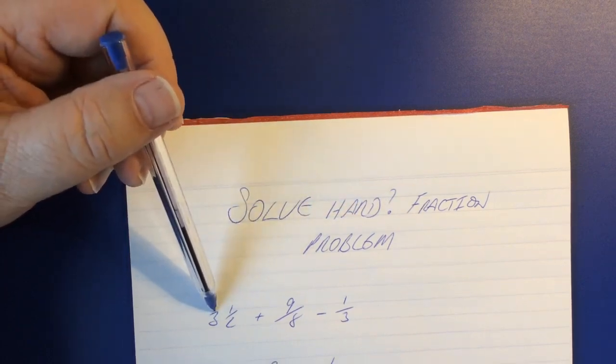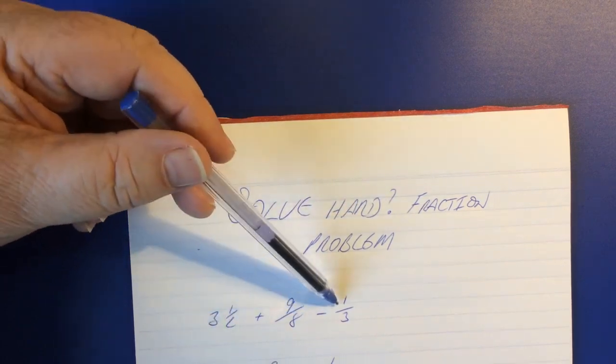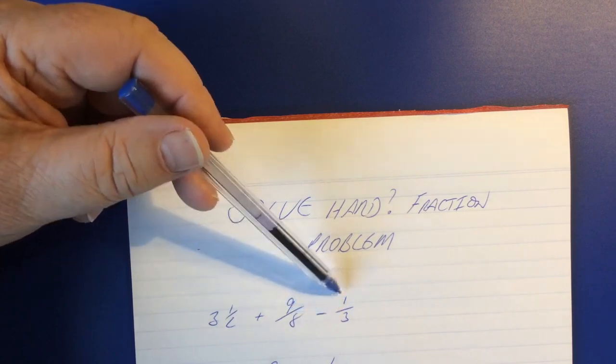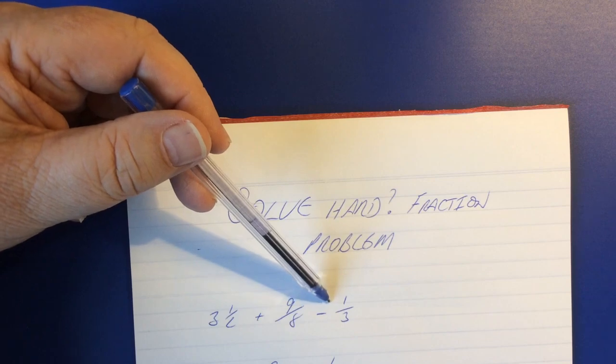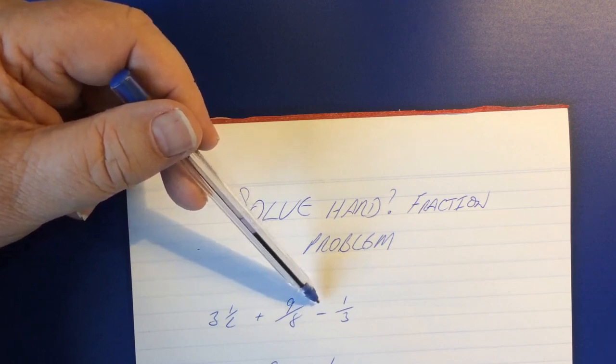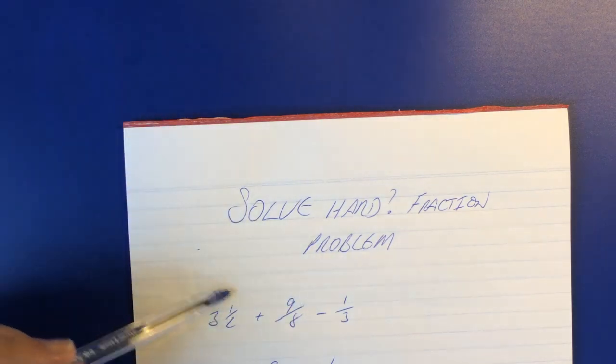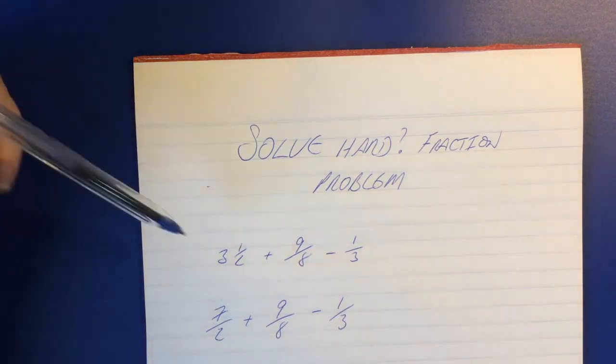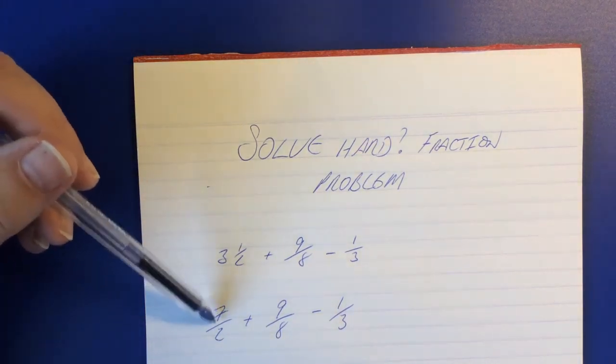What have we got? We've got a mixed numeral, an improper fraction, and an ordinary run-of-the-mill fraction. We're adding these two and we're subtracting that. Okay, so what do we have to do first? Well, we have to deal with this first. We have to get it into a form in which we can work with it. And that form is as an improper fraction.